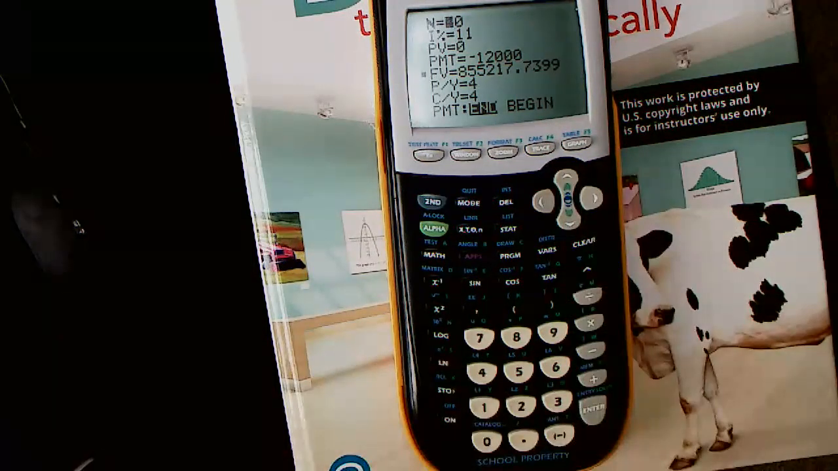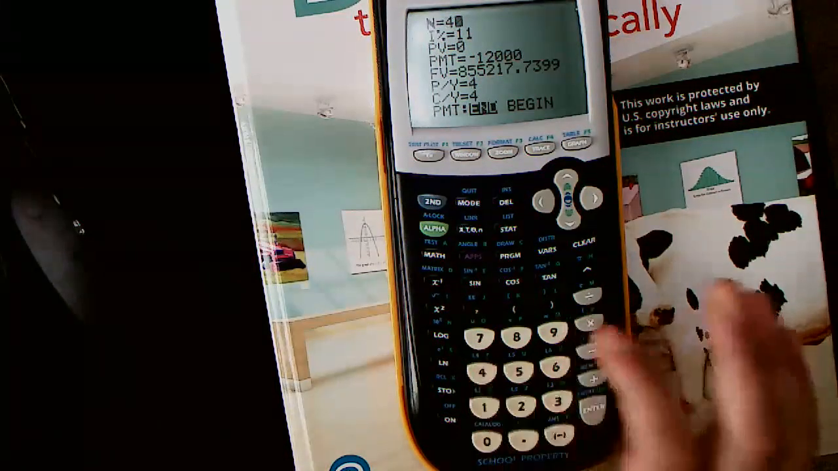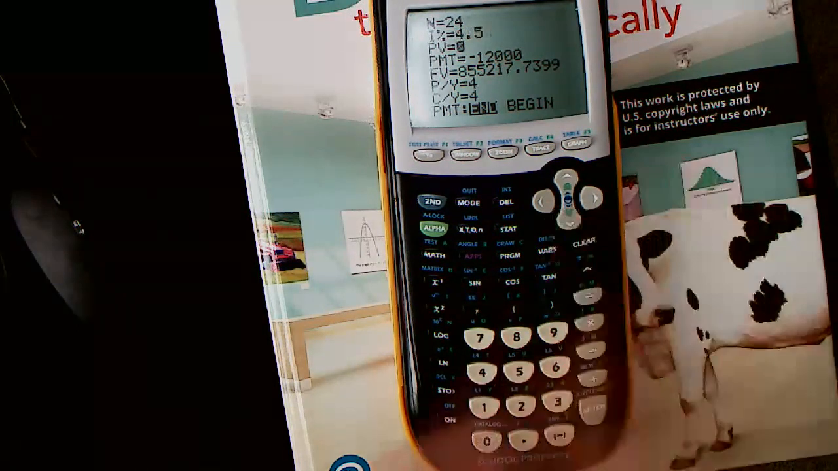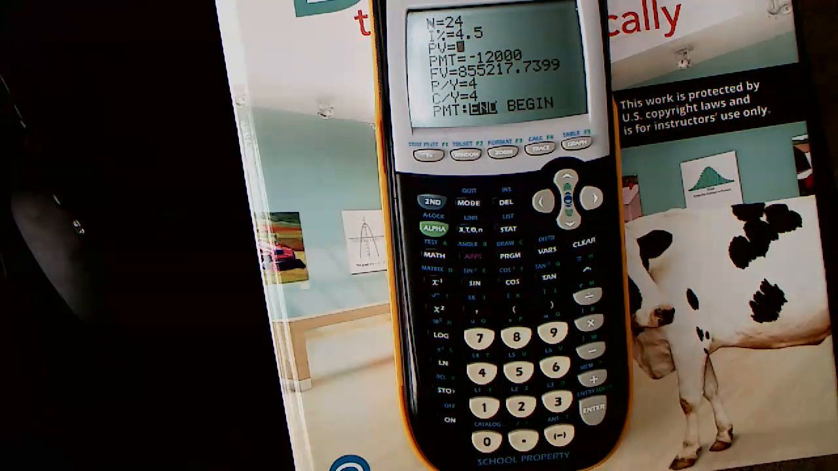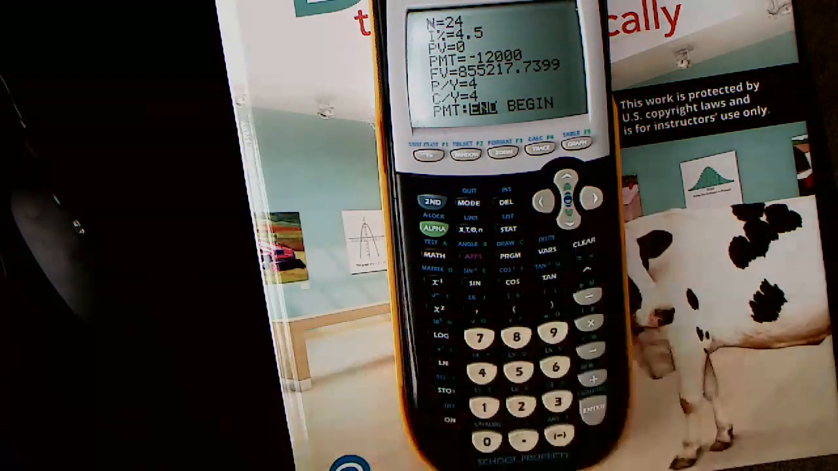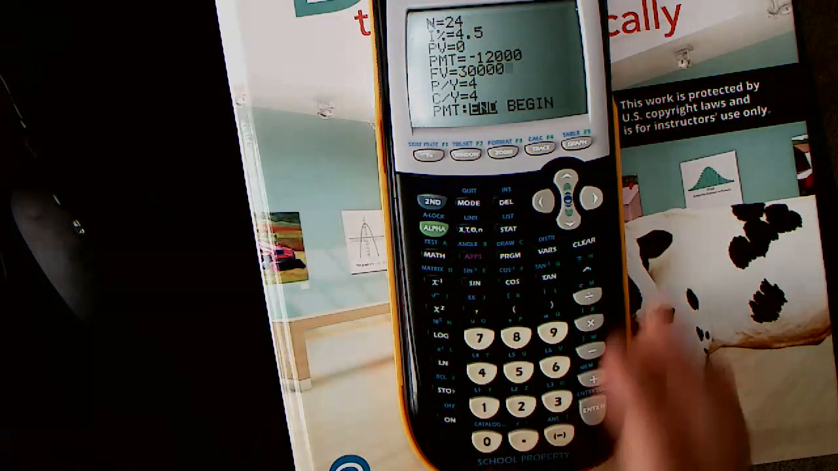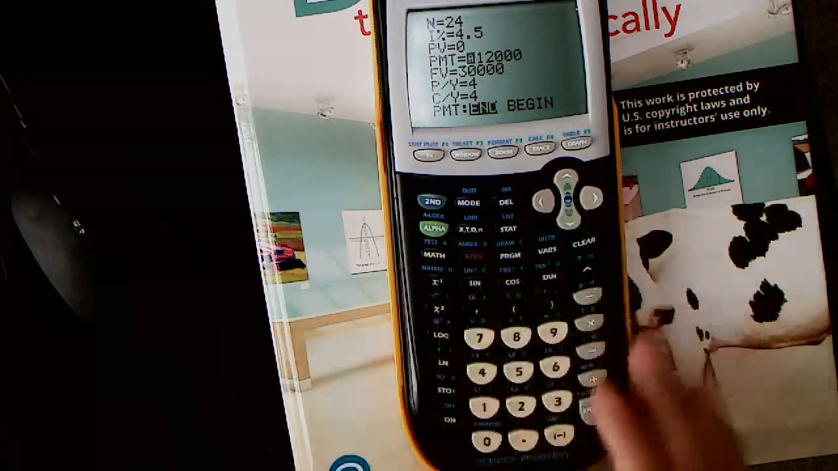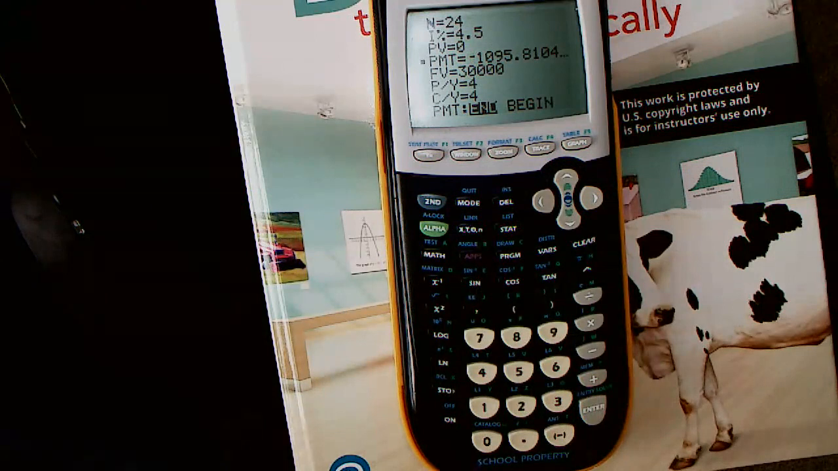So let's go back. This is also quarterly, right? Quarterly for 6 years. So 4 times 6, 24. Annual interest rate 4.5. And present value always 0 for annuity. Payment, we don't know. That's something we're going to solve for. Future value, 30 grand. P per Y 4, C per Y 4. So let's go back. Payment. It doesn't take 10 seconds, right? Yeah, double check. 4 times 6, 24. 4.5, 0, 30 grand, 4, 4. Okay, so that's the answer.